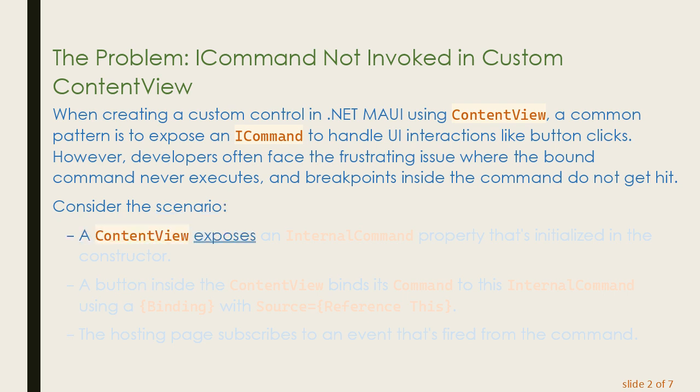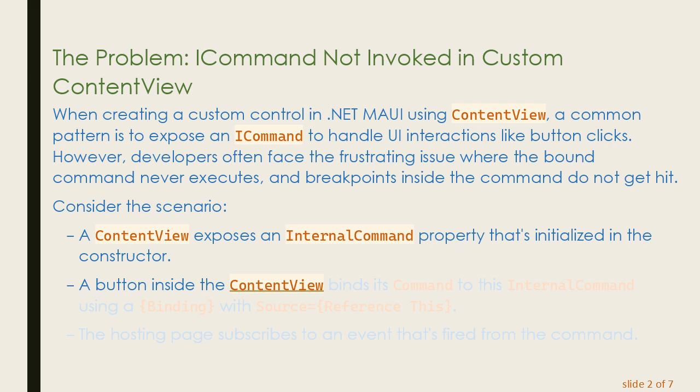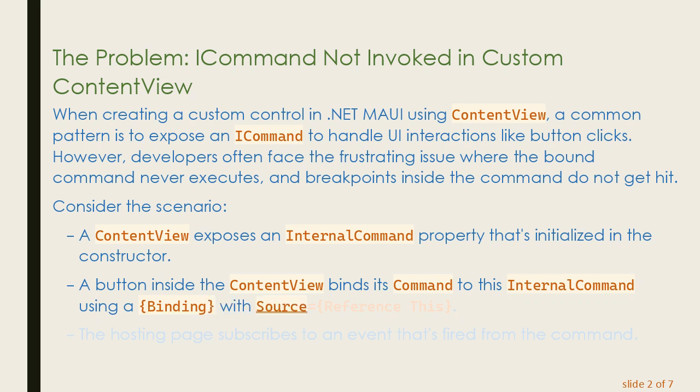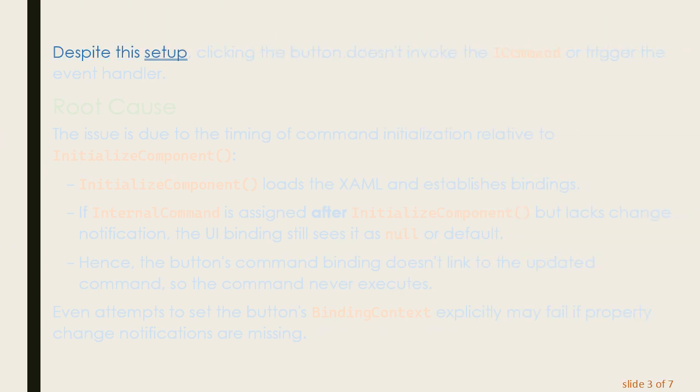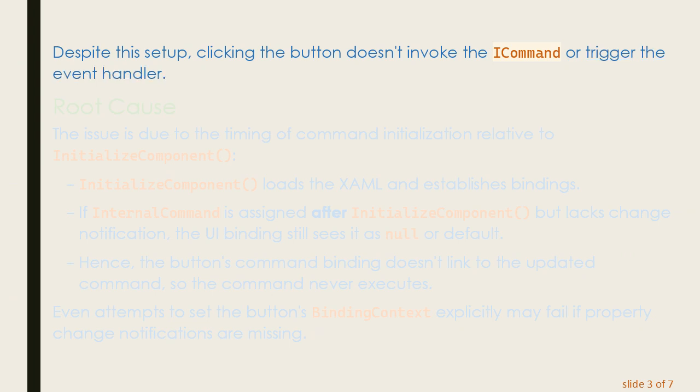A content view exposes an internal command property that's initialized in the constructor. A button inside the content view binds its command to this internal command using a binding with Source equals Reference this. The hosting page subscribes to an event that's fired from the command. Despite this setup, clicking the button doesn't invoke the ICommand or trigger the event handler.